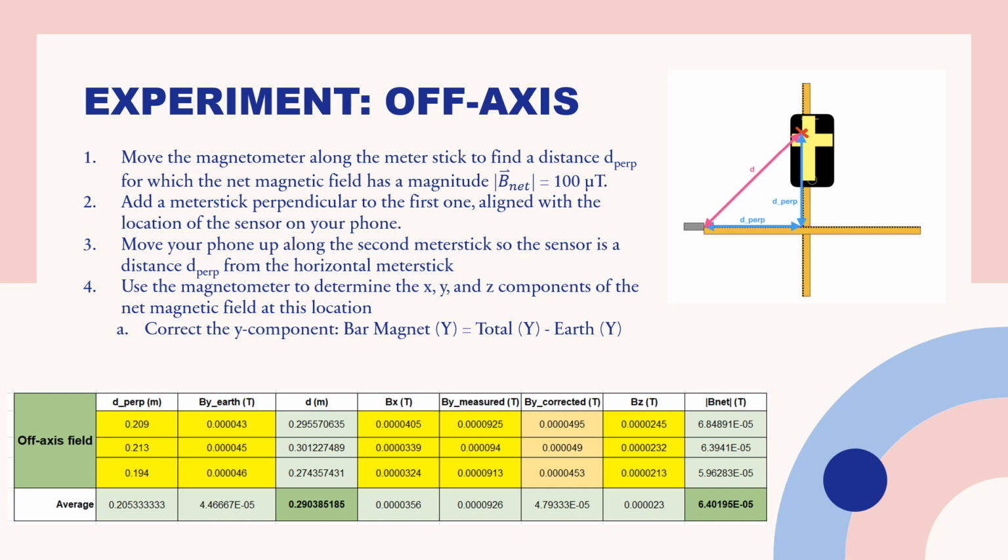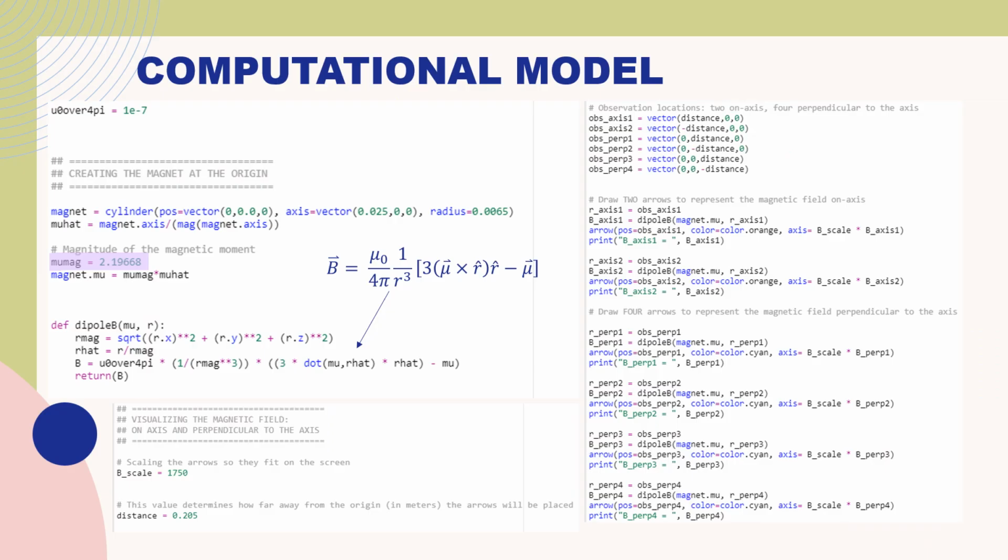For the off-axis measurements, we moved the magnetometer along the meter stick to find a distance d perpendicular, for which the net magnetic field had a magnitude of 100 microteslas. We then added a meter stick perpendicular to the first one, and we moved our phone up along the second ruler so that the sensor was now a distance of d perpendicular from the horizontal ruler. We then used the magnetometer to determine the x, y, and z components of the net magnetic field at this location. We corrected the y component by subtracting the Earth's magnetic field from the total magnetic field measured for that y component. This is a computational model we generated for our data.